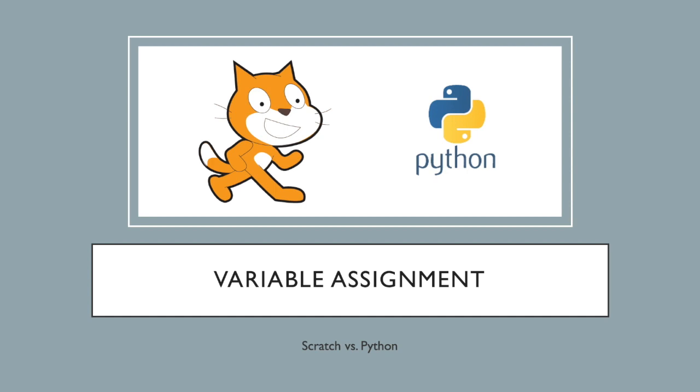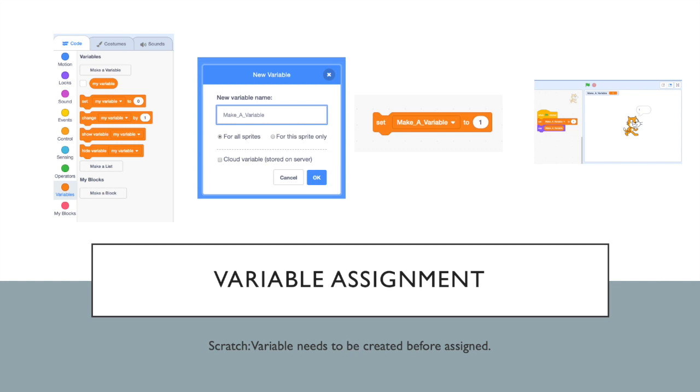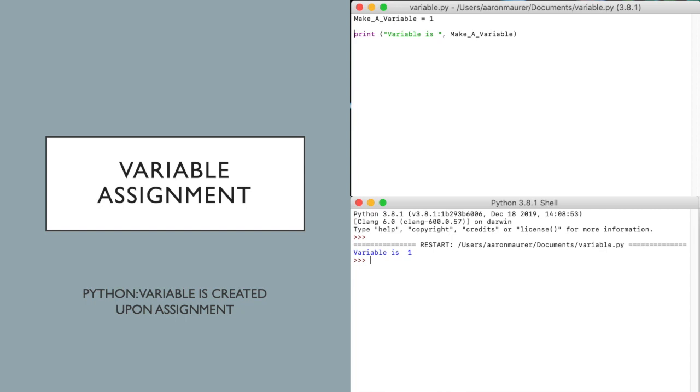So in this first one, I want to take a look at variable assignments. What I mean by that is how do we create and use variables in Scratch and in Python. One of the things we're going to see is that in Scratch, you have to create the variables first, and then you can assign them to do whatever you want. We're going to take a look at it in just a minute. But in Python, you can just create the variable upon assignment and use it. So let's take a look at what I mean.